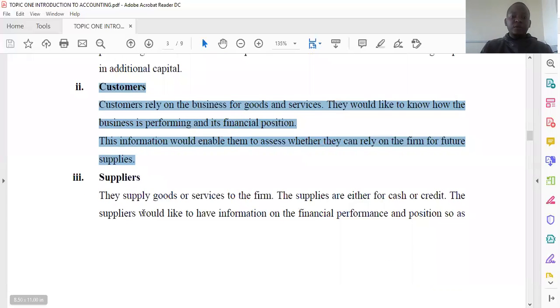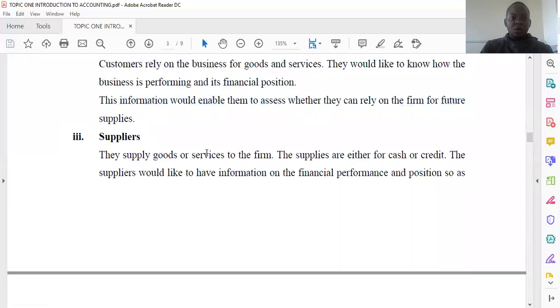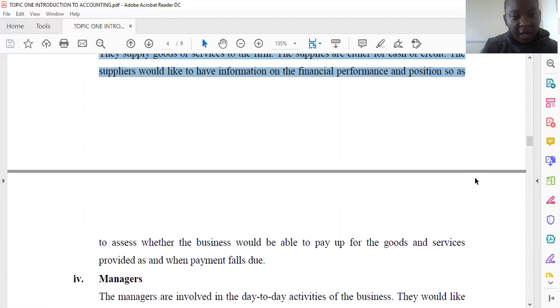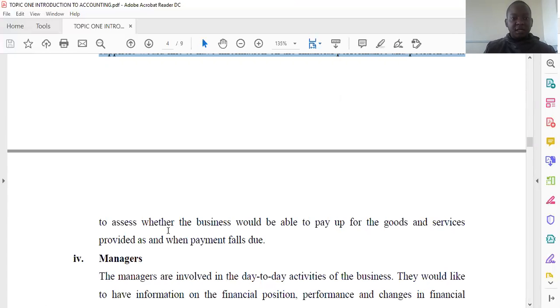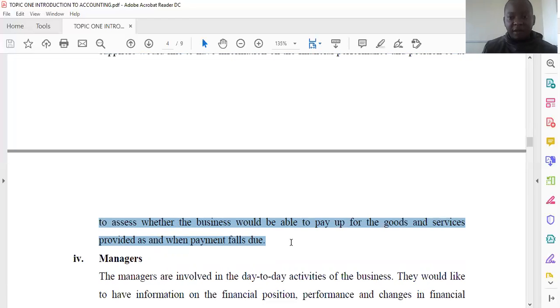So another group of users of financial statements we have is the suppliers. The suppliers of goods or services to the firm, the supplies are either for cash or credit. The suppliers would like to have information on the financial performance and position so as to assess whether the business will be able to pay for the goods and services provided as and when they fall due.